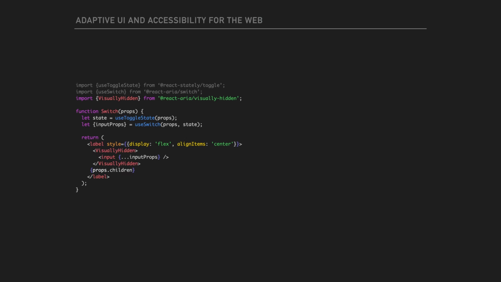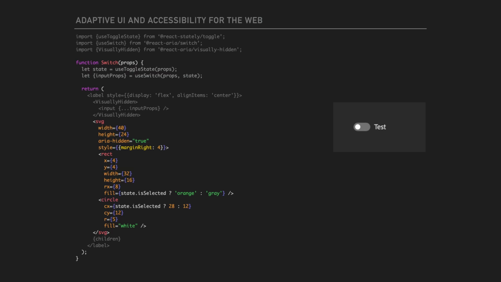We don't want it to appear visually, so we can import the VisuallyHidden component from React Aria and render it inside. As its name suggests, this makes the input element hidden visually, but still accessible to screen readers. We've also added a label element around the input and the text label. Right now, it won't look like much since the checkbox is hidden, so we need to add the visuals that make up the switch.